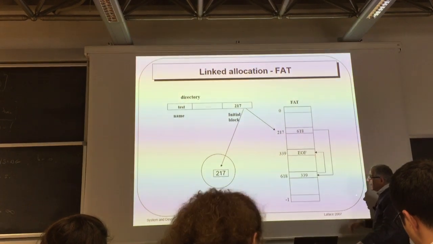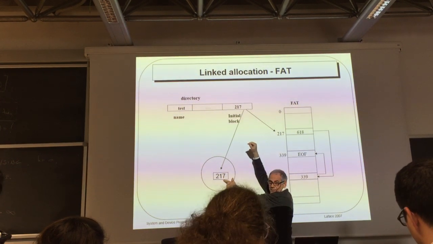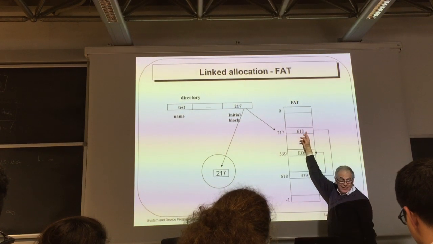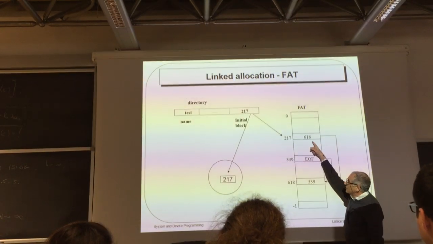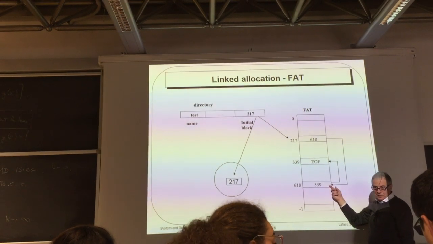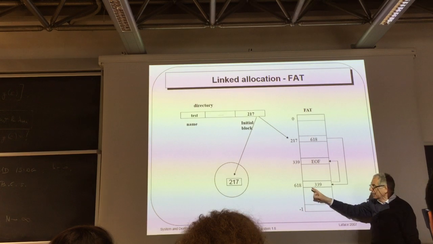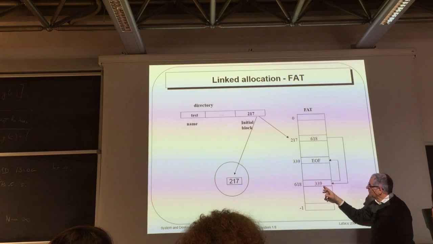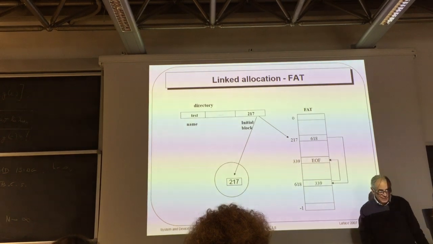And this 217 here gives access to the data on the disk, and is also the number of an entry in the file allocation table. In this file allocation table, the entry is the next block index in the file. So this goes to 618. It is a block, but also an entry in this file allocation table. The next one is 339, and this goes minus one and a five.